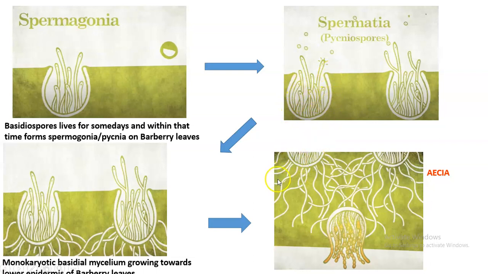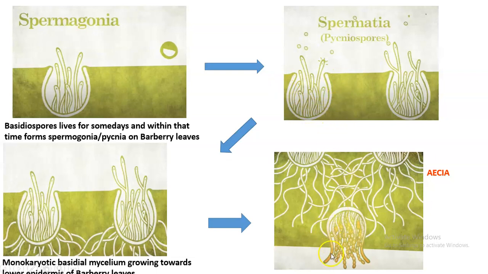The mycelium from the pycnidium was coming towards the bottom side and creating an orange colored cup shaped structure called the aecial cup. This structure is called aecia. So what will happen? This is made up of monokaryotic mycelium. That is what this hyphae was made up of, monokaryotic mycelium, right? Because it was made up of basidiospores which are monokaryotic.